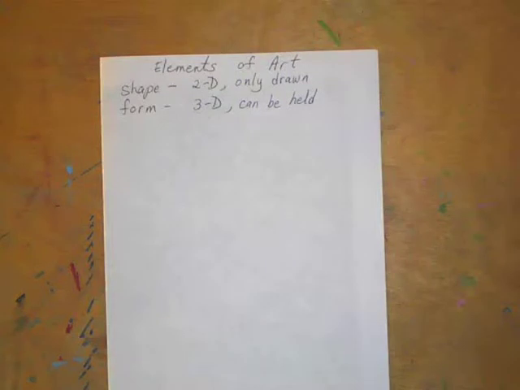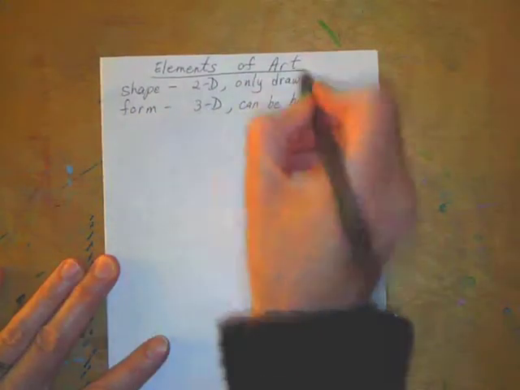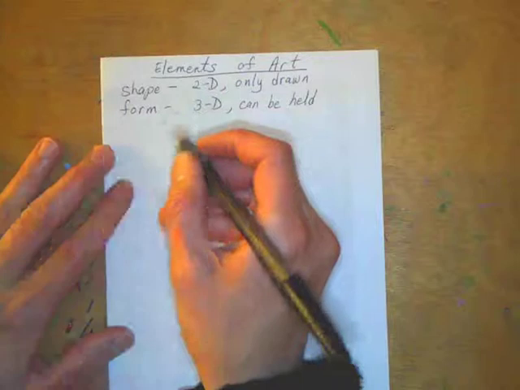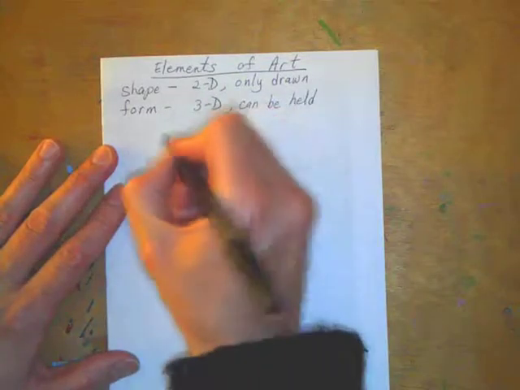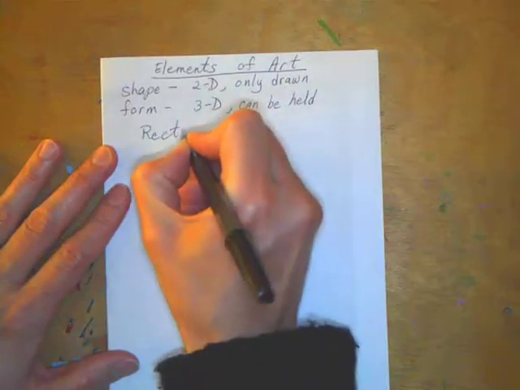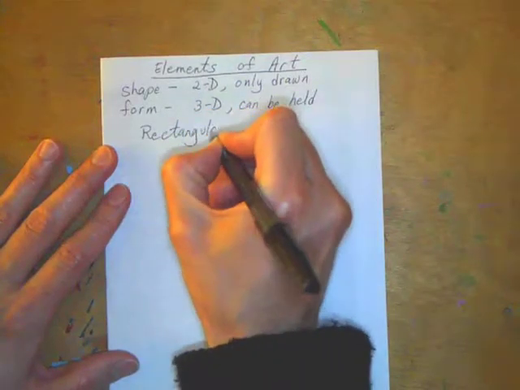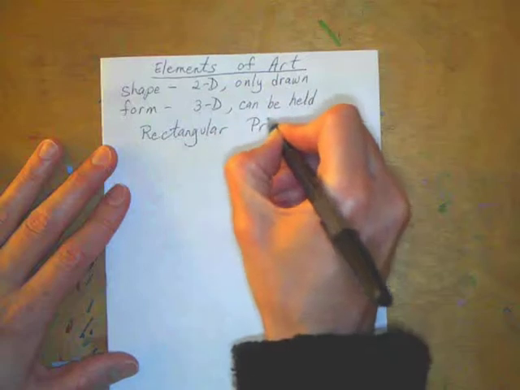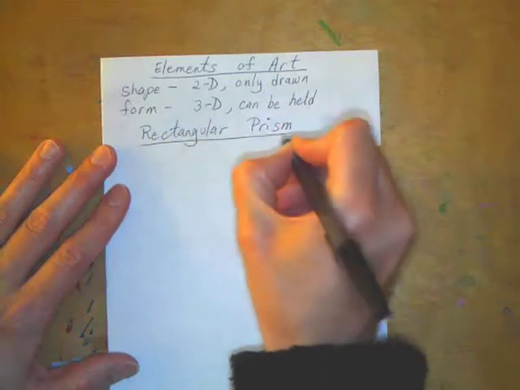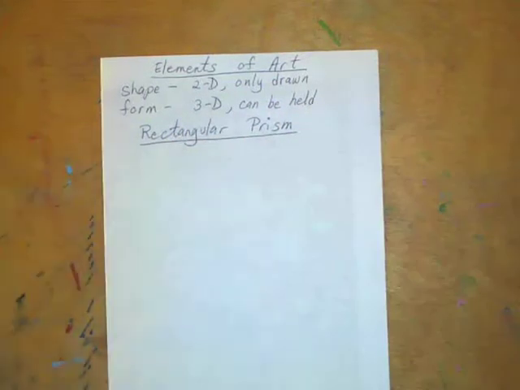So we're going to learn how to draw some forms. You have to start out with shapes to make those forms. So our first form we're going to do is a rectangular prism. A rectangular prism is basically a box or a cube, depending on the size of it. So a rectangular prism is a box.